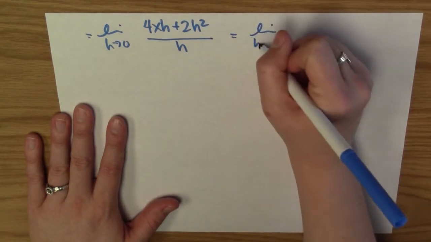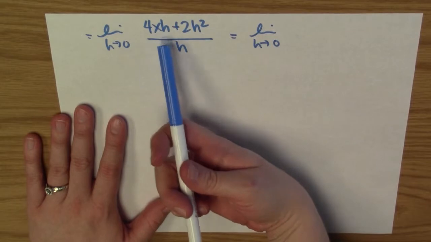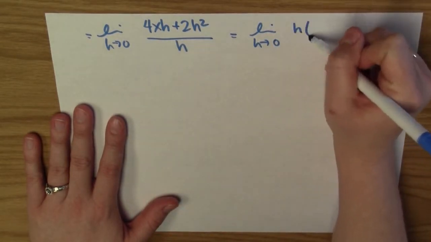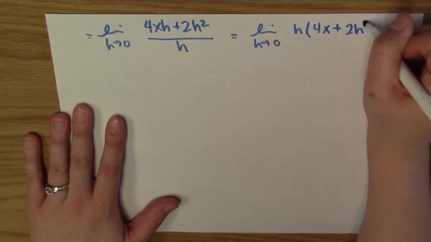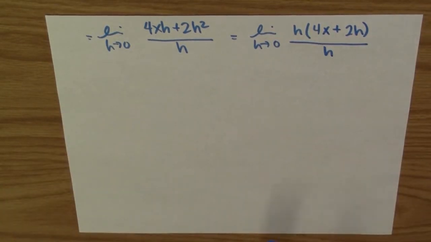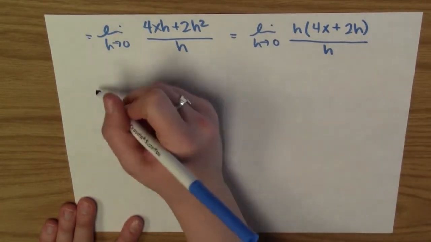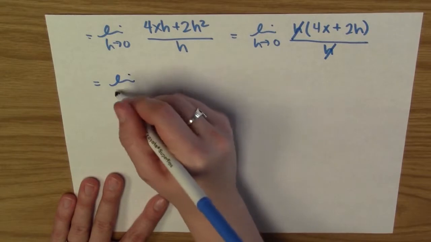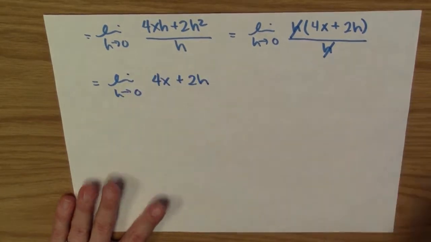Here, I notice that I have an h in this term 4xh, and I have an h in this term 2h squared. So I can factor out an h from both of those terms: 4x plus 2h. This is all over h. The reason that I want to do this is that now this h in the numerator cancels with this h in the denominator. I have the limit as h approaches 0 of 4x plus 2h.